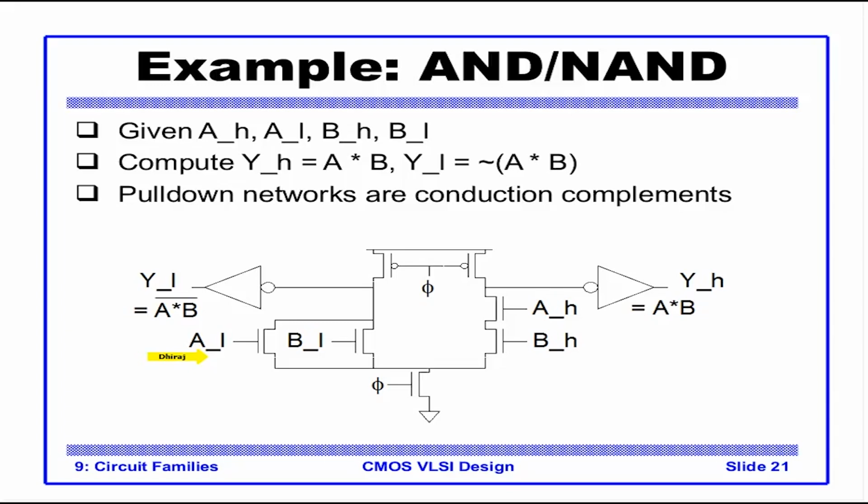So pull down networks are also complementary in conduction. The inputs are also complementary to each other. The outputs are also complementary to each other. Obviously, the area is big, but you get two outputs. But the number of inputs are also high. You have to also consider the availability of the inverted input.